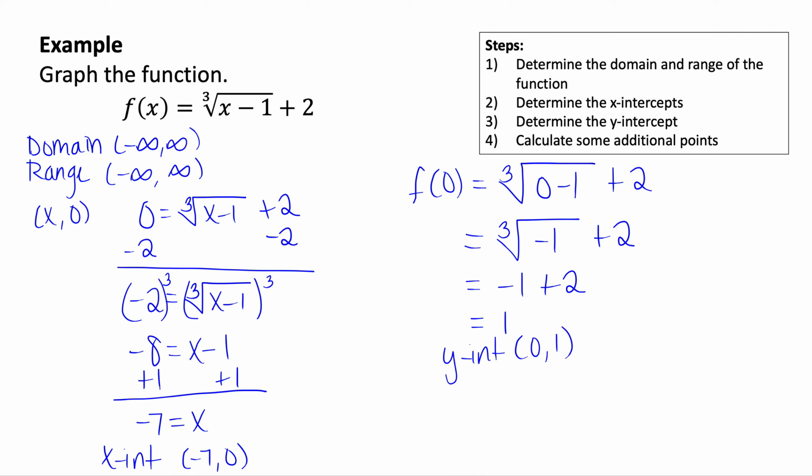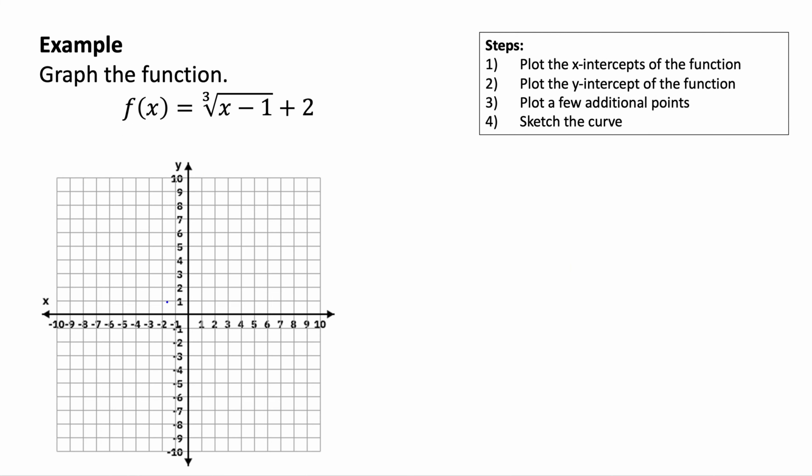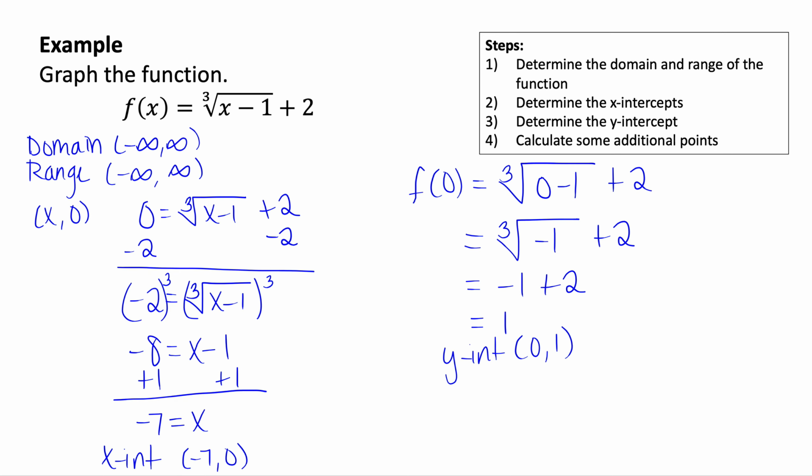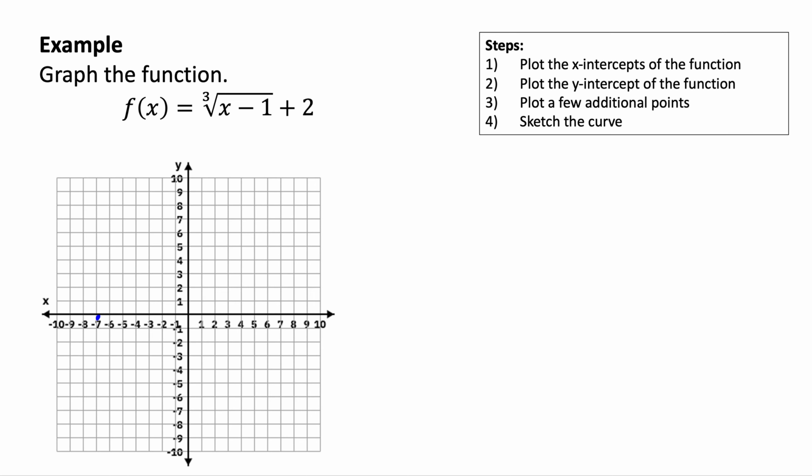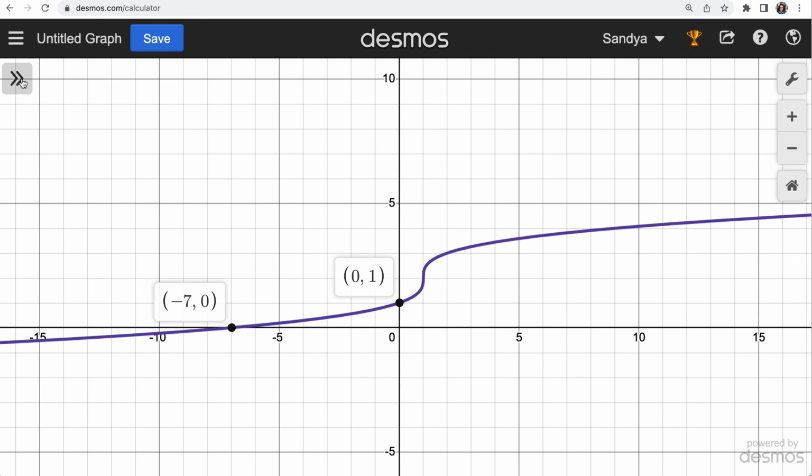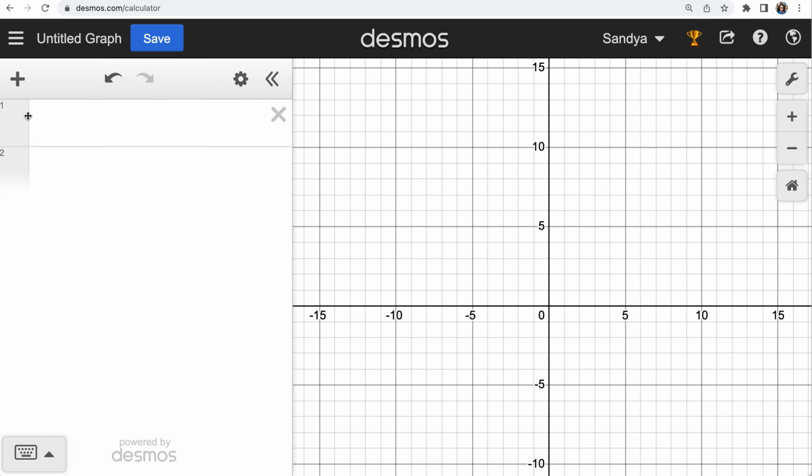What we're going to do now is go to our grid and plot these 2 points on there. So we have (-7, 0), and we also have our y-intercept at (0, 1). So we're going to plot that there. Now we need some additional points. At this point it's really helpful to go to Desmos and enter this equation into Desmos.